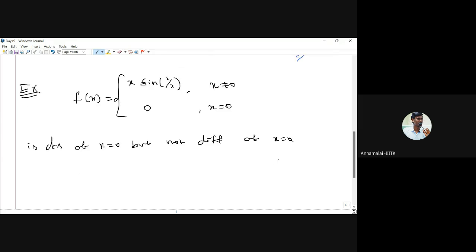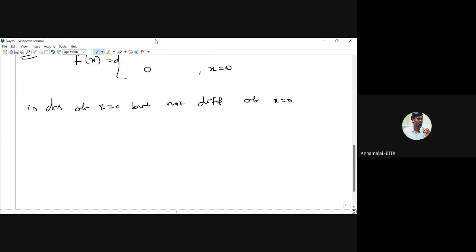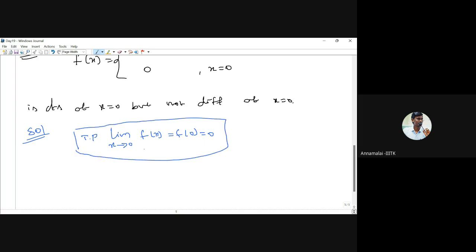So first you have to prove that it is continuous at x equal to 0. That means what we have to prove? The limit as x goes to 0 of f(x) equals f(0). That is what we have to prove. But f(0) we know is 0. So we have to prove that the limit as x goes to 0 of f(x) equals 0.